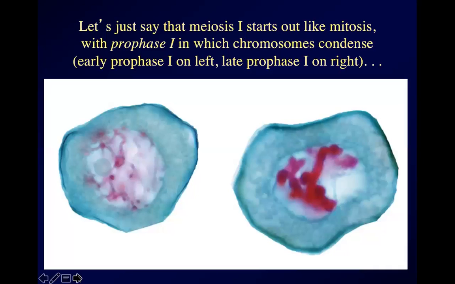I've got some pictures. I'm not going to talk you through every last stage. These pictures, by the way, are actually from lily anthers. They show nuclei in developing pollen grains. But the process is not grossly different in your own gonads or really anywhere in eukaryotes.